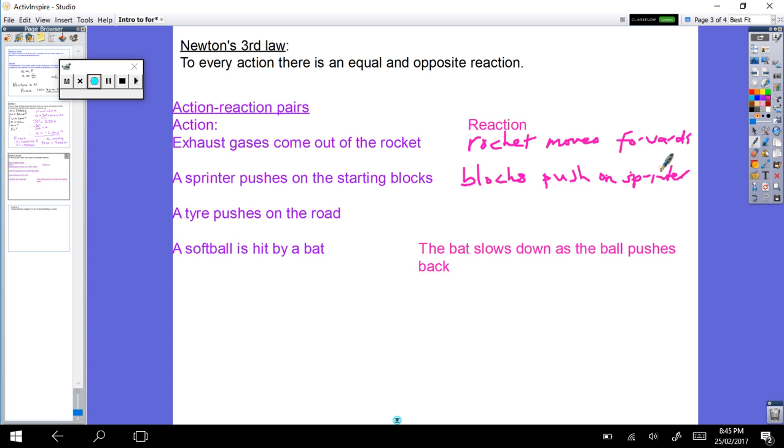A tyre pushes on the road, so the road will push on the tyre. And the last one, a softball is hit by a bat. So the bat slows down as the ball pushes back. There are some other ones, like an orbiting satellite is attracted to the Earth, and so the Earth is attracted to the satellite.